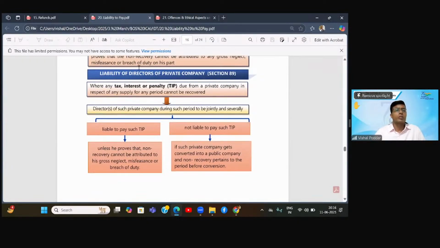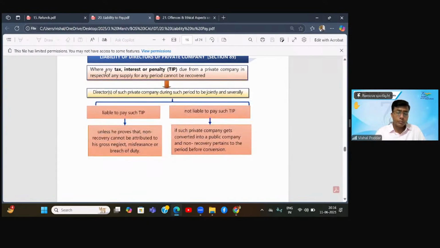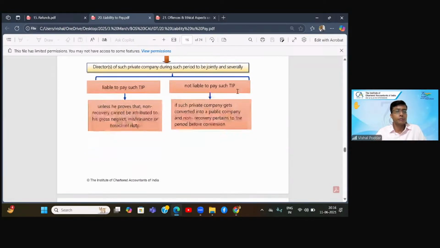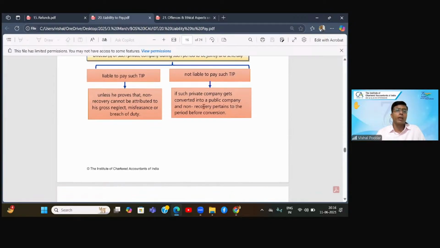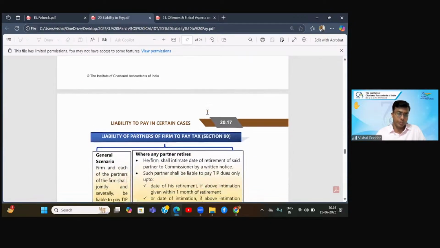Now, what is the liability of the directors of a private company? Any tax, interest, penalty due from a private company in respect of any supply for any period, if it cannot be recovered from the company, then the directors of such company who were directors during those periods shall be jointly and severally liable to pay such tax, interest, penalty unless they prove that the non-recovery is not attributable to their mistake. And they will not be liable to this tax, interest, penalty if such private company gets converted into a public company and the non-recovery pertains to a period before conversion.